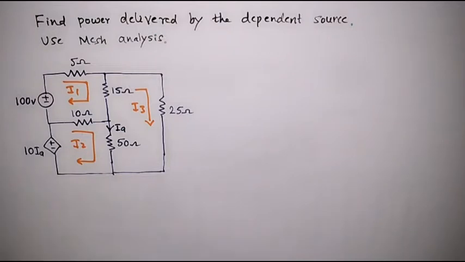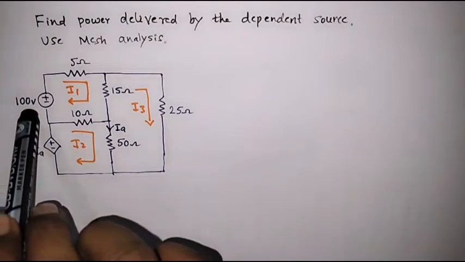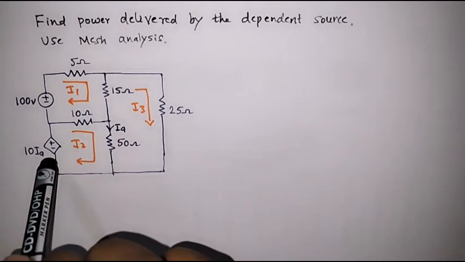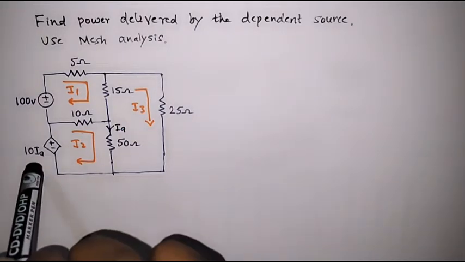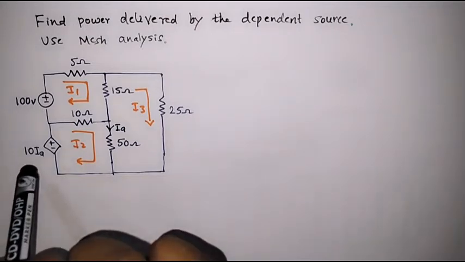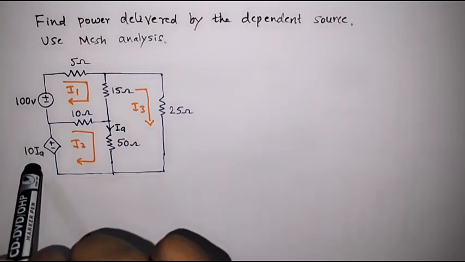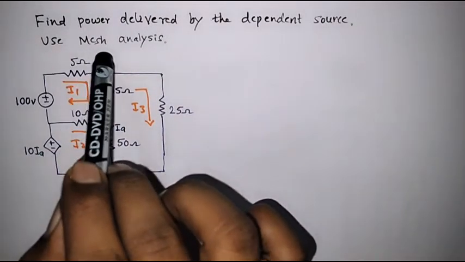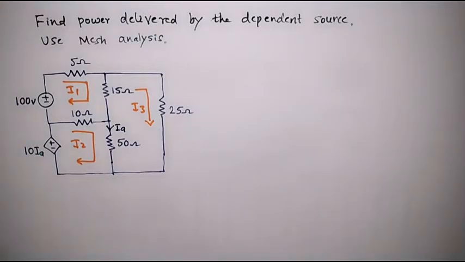So in this circuit, there is a 100 volt independent source and we have a 10 IA dependent source. It is a current dependent voltage source. We are supposed to calculate power delivered by this dependent source, and we are told to use mesh analysis or loop analysis.